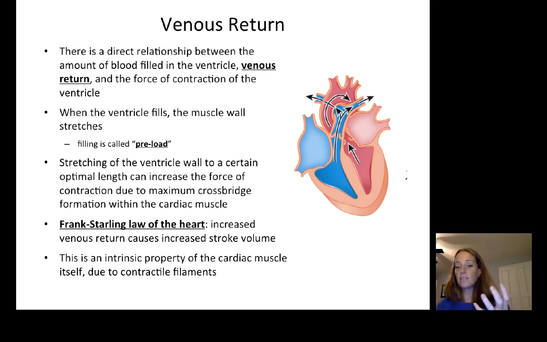So as the ventricle is filling and stretching, you'll get an optimal length of the heart wall. Once you reach your optimal length, the resulting contraction will be a bigger maximal contraction. So this is described by something called the Frank-Starling law of the heart, in which increasing the venous return actually causes increased contraction and more blood pumped out, or more stroke volume. This is an intrinsic property of the cardiac muscle due to the overlap of actin and myosin.